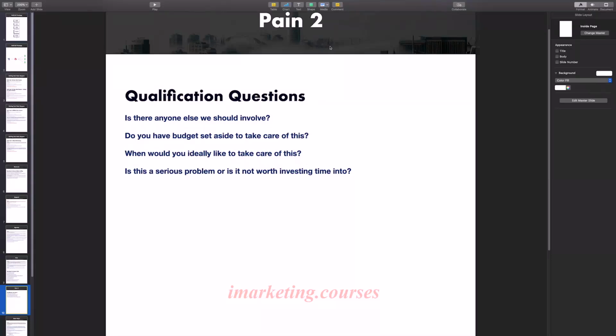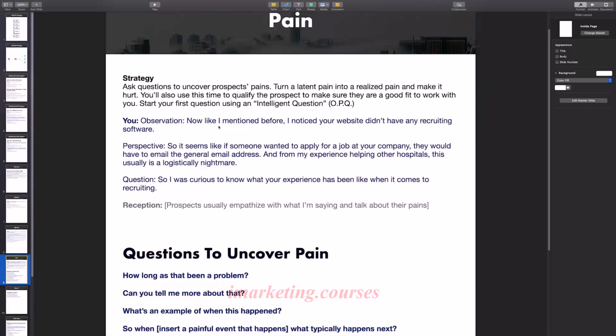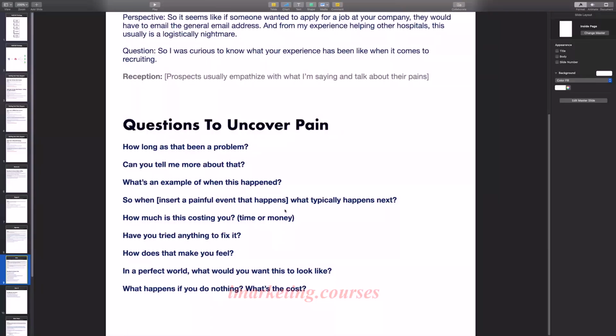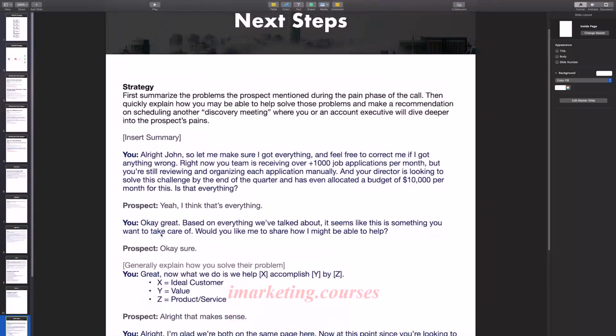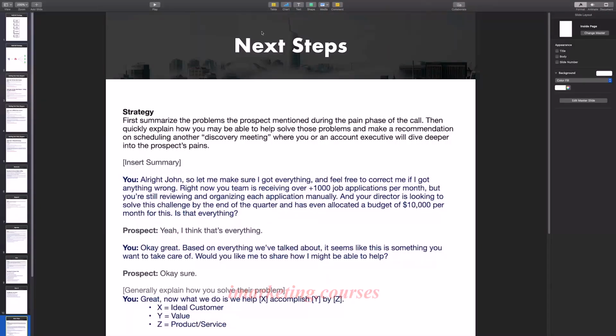So these are qualifying questions that you would ask later on once you ask all these pain questions, because you want to get the prospect to be emotional first. And then from there, you want to get all the logistical details of budget, timing, decision makers, and things like that. So essentially, once you do this, the prospect has a problem that they're qualified to purchase your product and service. The next part of this process is the next steps, okay?